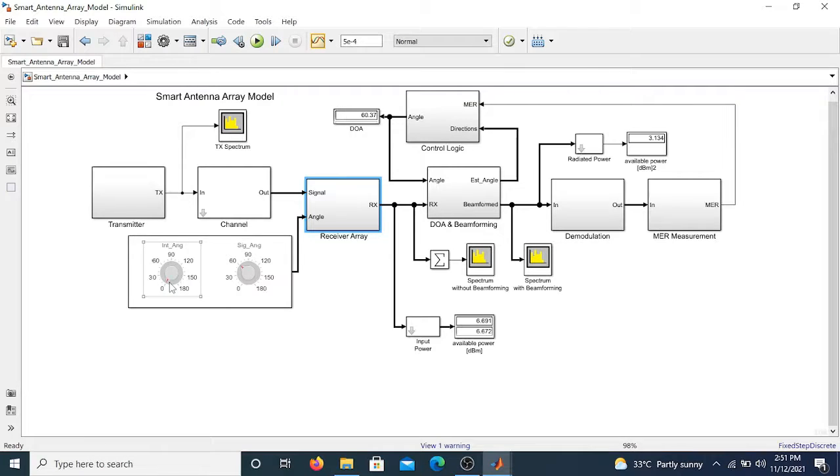But that does not mean that noise is not simulated within the system. It is simulated. It's only that we are not specifying the direction of arrival of the interfering signal, although it is being simulated. We have the next block, which is the direction of arrival and beamforming block. With this block, along with the receiver array block, is where you specify the parameters of your antenna array. In this case, we are making use of a uniform linear array, which has 8 antenna elements, just varying the distance between the antenna elements.